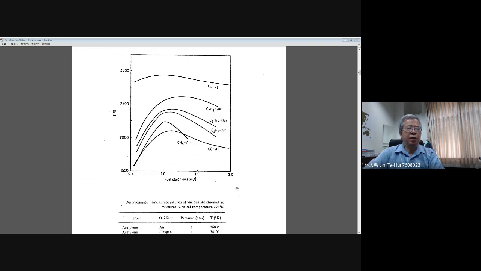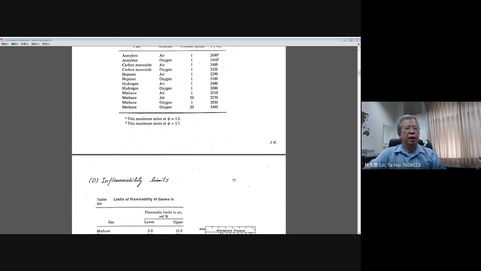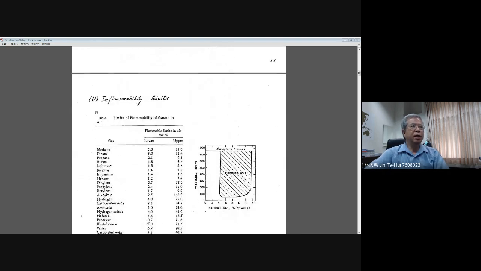But for the rich condition, you do not have enough oxygen to recombine those intermediate structures into carbon dioxide and water. That means that you still cannot deliver enough heat of combustion to continue burning. So under the limitation of these lean and rich limits, you will not have a flame exist. We call these the so-called flammability limits. Some people say flame limit.